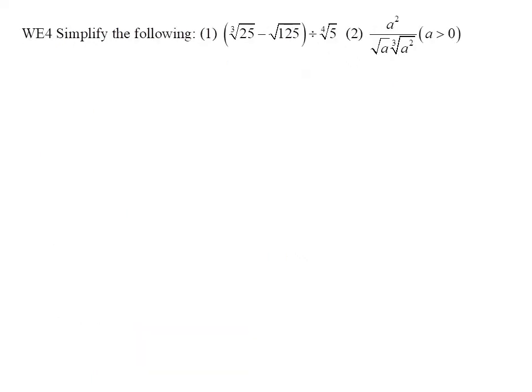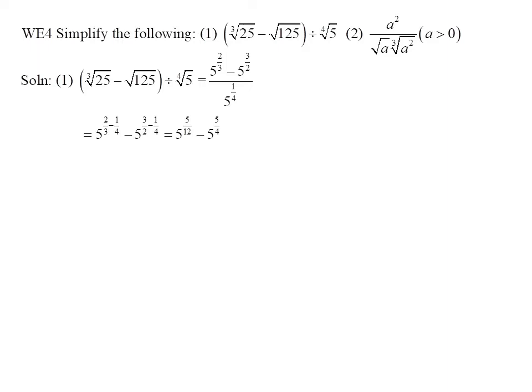Example 4 has 2 initial expressions to simplify. For the first question, we rewrite the base 25, 125 to 5 squared and 5 cubed respectively. Then we proceed the simplification with the index quotient rule and obtain the simplified form 5 to the 5 twelfths minus 5 to the 5 fourths.